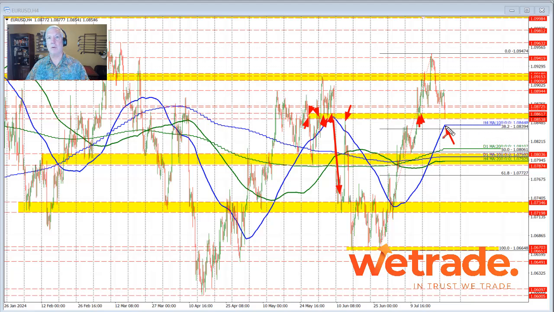By the way, on this 4-hour chart, we do have the 100 bar moving average. 1.08448 is the next target. Also down below is the 38.2% retracement of this trend move to the upside here. That's all the price moved from a low of 1.06648 to a high of 1.0947.